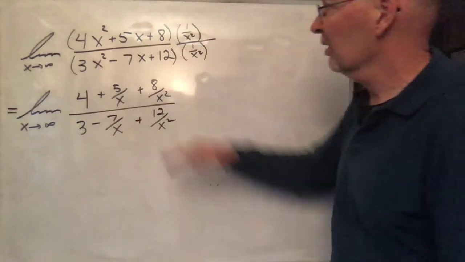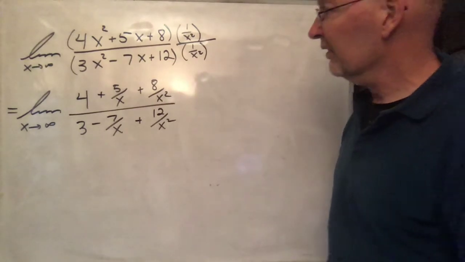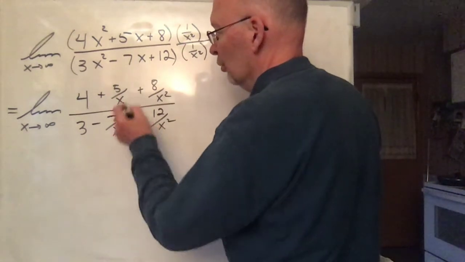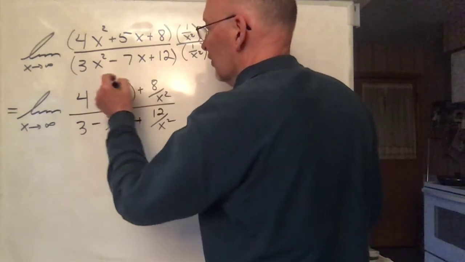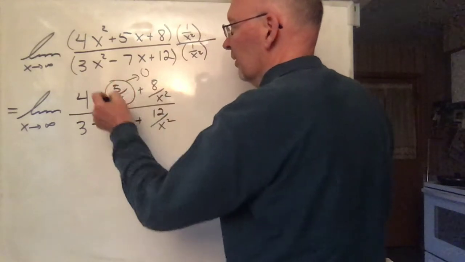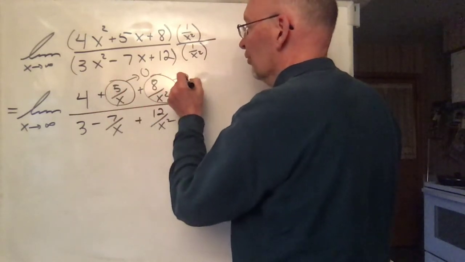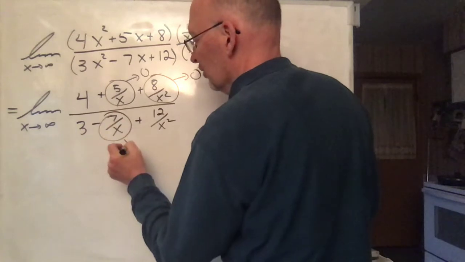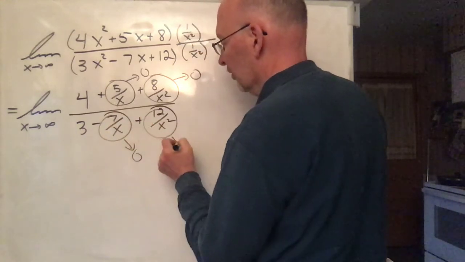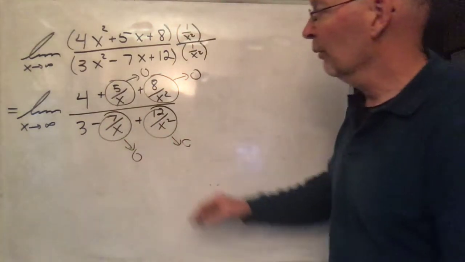And now it's more clear, if it wasn't here, that as x gets big, just like I showed in the previous problem, this thing here is going to go to 0. Because x is getting big, so that goes to 0. This goes to 0. This goes to 0. And this goes to 0. So all those things are irrelevant.